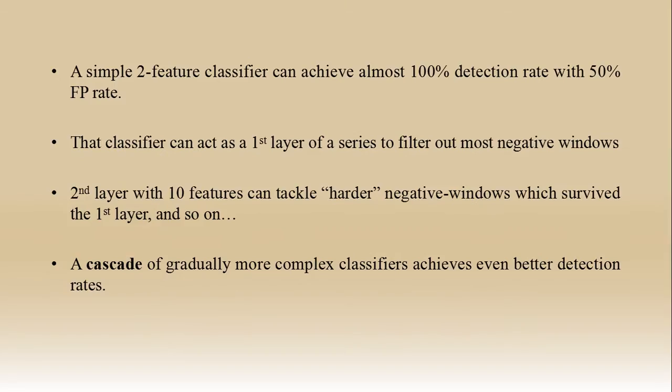A simple two-feature classifier can achieve almost 100% detection rate, which is extremely high, and a 50% false positive rate. As the name suggests, a cascade classifier is a cascade of multiple layers where each layer acts as a kind of filter. The classifier can act as a first layer of a series to filter out most negative windows. The second layer with 10 features can tackle harder negative windows which survived the first layer, which means that any negative windows which pass through the first layer are then tackled by the second layer, and so on.